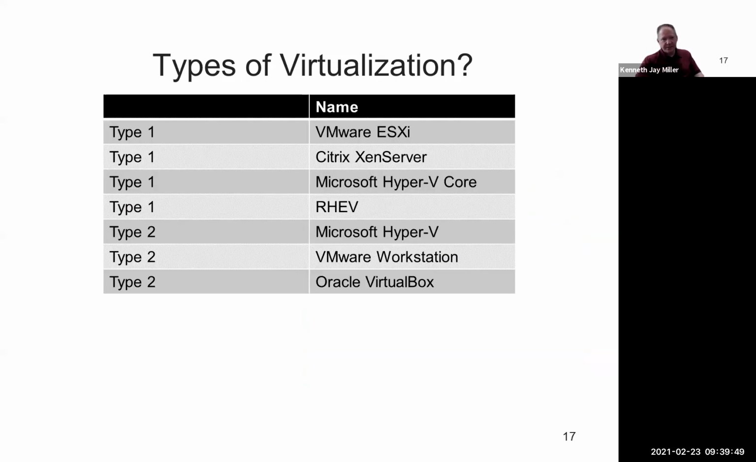Now here's a list, and this is just a partial list, but ESXi, Citrix, Hyper-V, Red Hat Enterprise Virtualization, those are type 1, which means they run directly on the hardware. And then Microsoft Client Hyper-V, the one that comes in, say, Windows 8, Windows 10 Enterprise or Education, those versions include a client Hyper-V. That's a type 2 because it runs on top of Windows. VMware Workstation, Oracle VirtualBox, those are type 2. All right, any questions on type 1 and type 2?